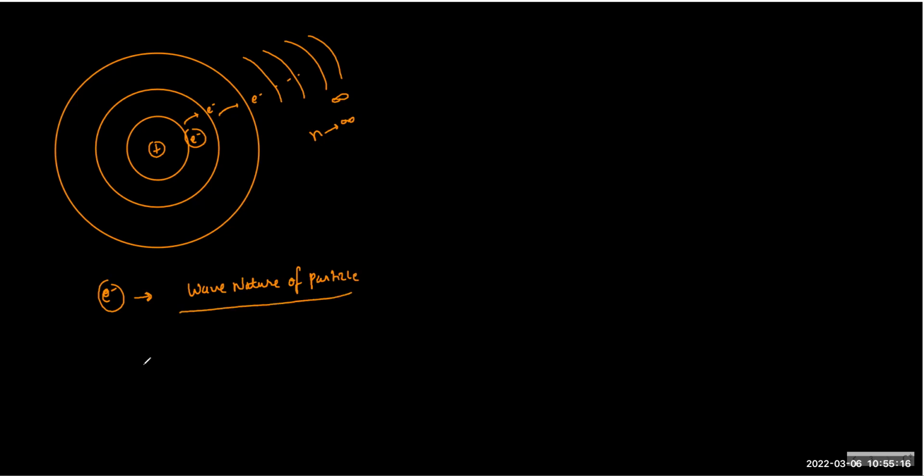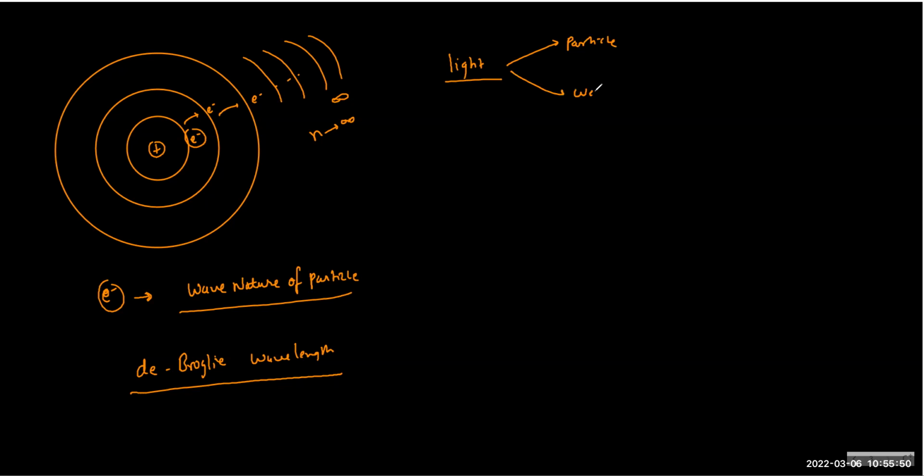So we are all aware of the de Broglie wavelength. So what is de Broglie wavelength? de Broglie said that every particle must exhibit some wave-like character, because Einstein said that every wave can also behave as a particle-like character. So light has a dual nature, which means light can behave as a particle or behave as a wave.